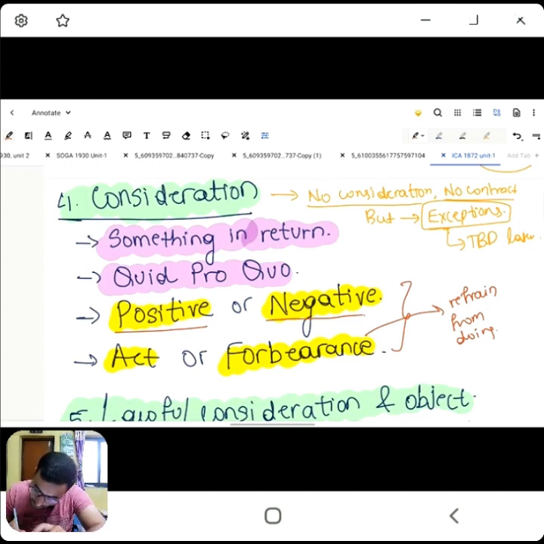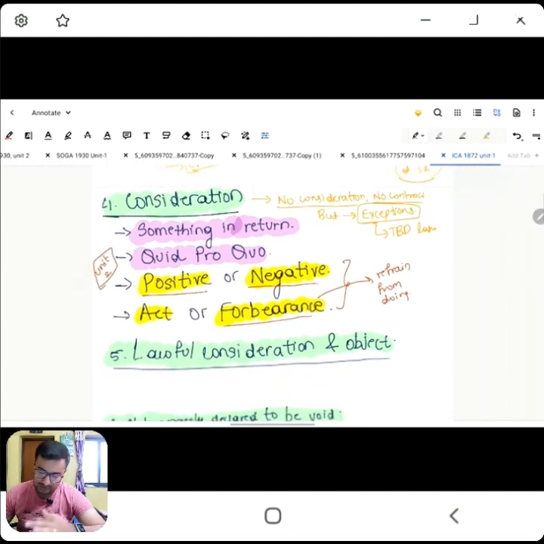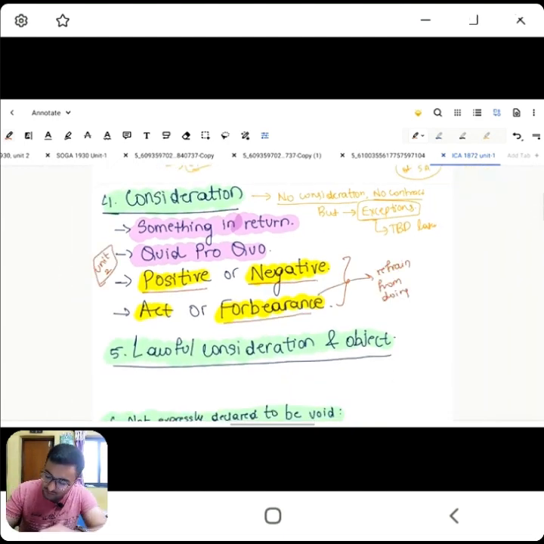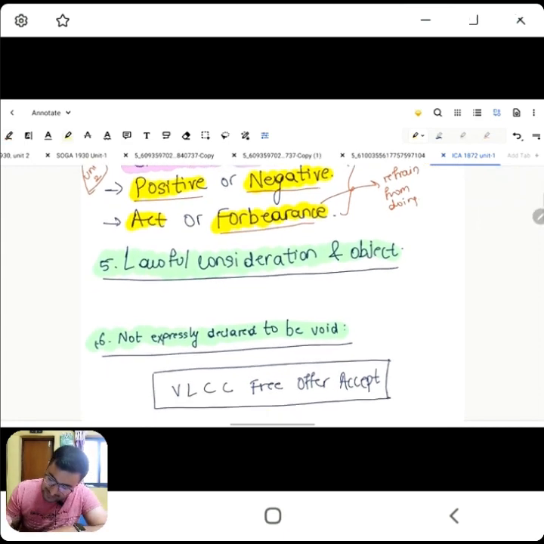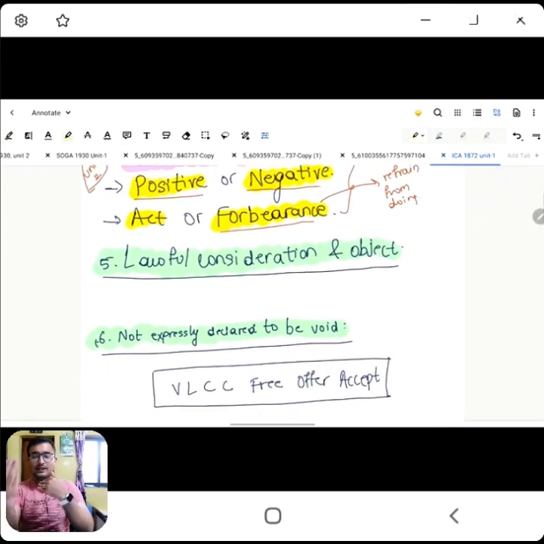Those are forbearances, right? So consideration again is our unit number 2. We will be discussing all of this in great detail in unit number 2. Okay, this was the fourth essential element of a valid contract. Next, this consideration, something in return that we are getting, has to be lawful.